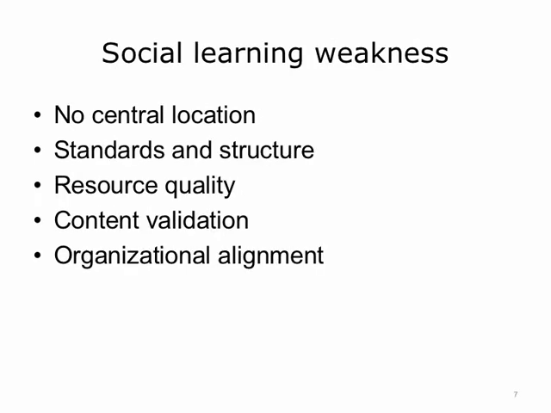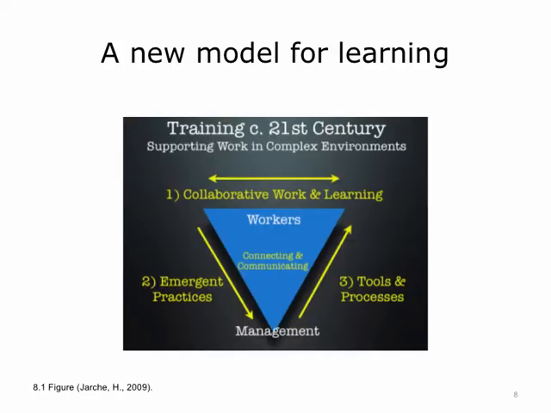Of course, there are weaknesses to social learning environments. Some of these are no central location to keep the learning objects and knowledge, lack of standards and structure to the learning, resource quality is variable, the content of the learning is not validated, the social learning may not align with organizational goals. The main objective of the new training department is to enable knowledge to flow in the organization.